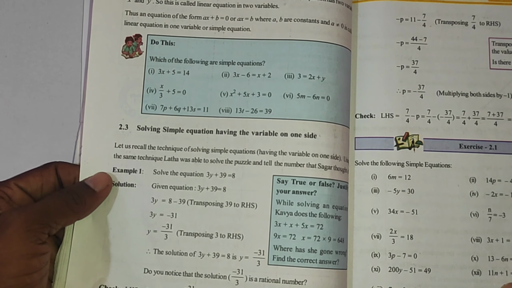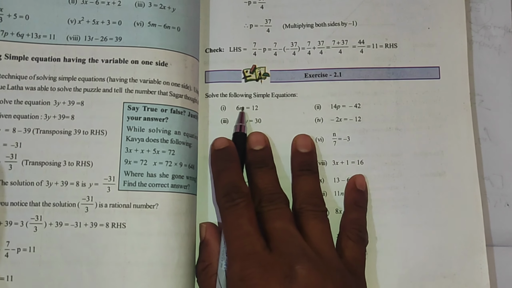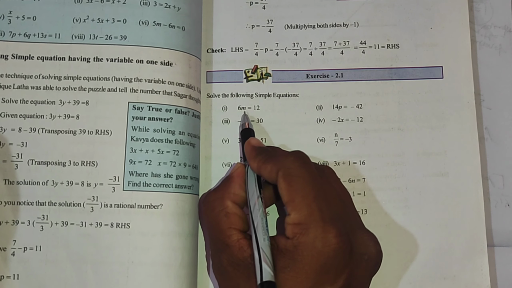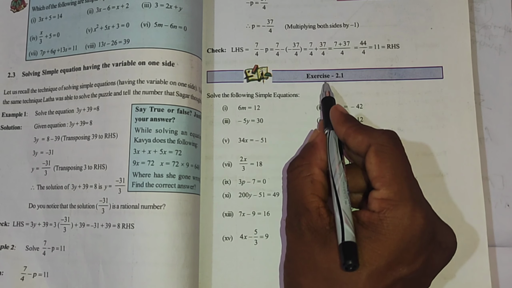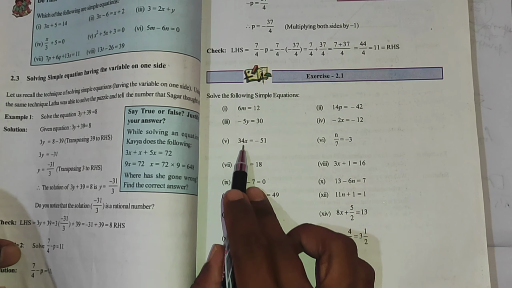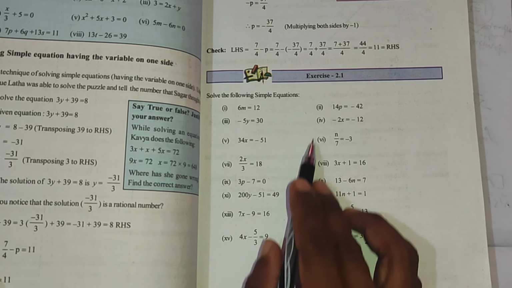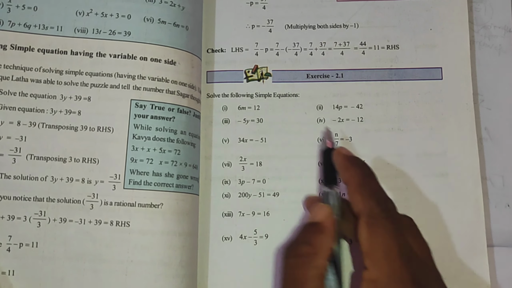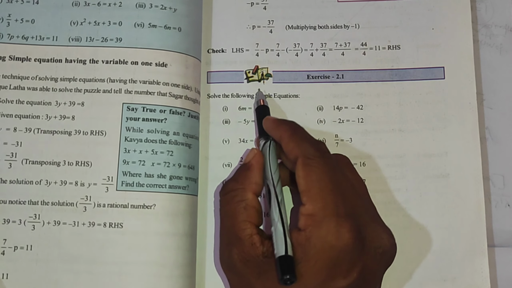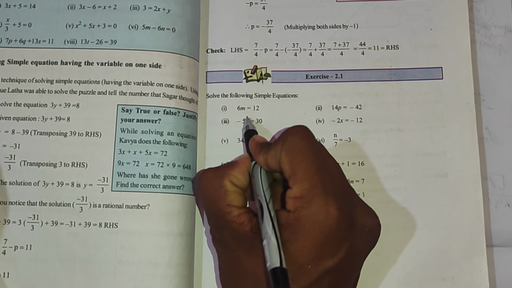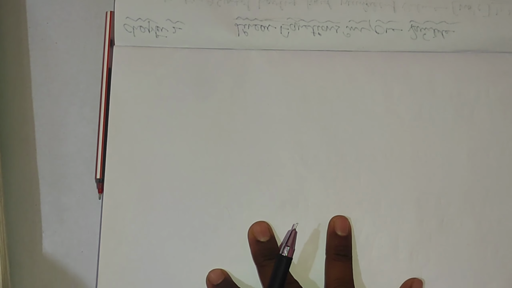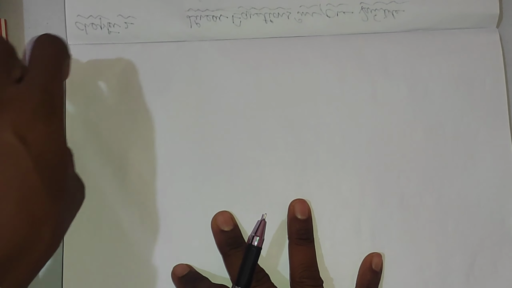Okay, now we'll discuss how to solve simple equations in one variable, with the variable on one side. See, having only one side here, right? This is exercise 2.1, having only one side. So once again, I'm saying solving simple equations having the variable on only one side. Okay, these are simple equations. We'll complete this one in today's class. Okay, this is exercise 2.1.